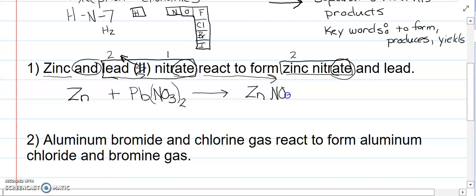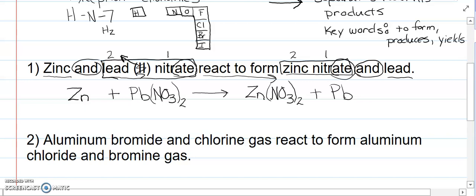It just has a new partner. And nitrate's going to remain the 1- charge. And what happens? Those charges switch. So nitrate again goes in parentheses with the 2 on the outside. And it's going to be another plus sign. And this time it's going to be lead. But this time lead is an element. And as an element, it's just a symbol. It doesn't need anything to go along with it.